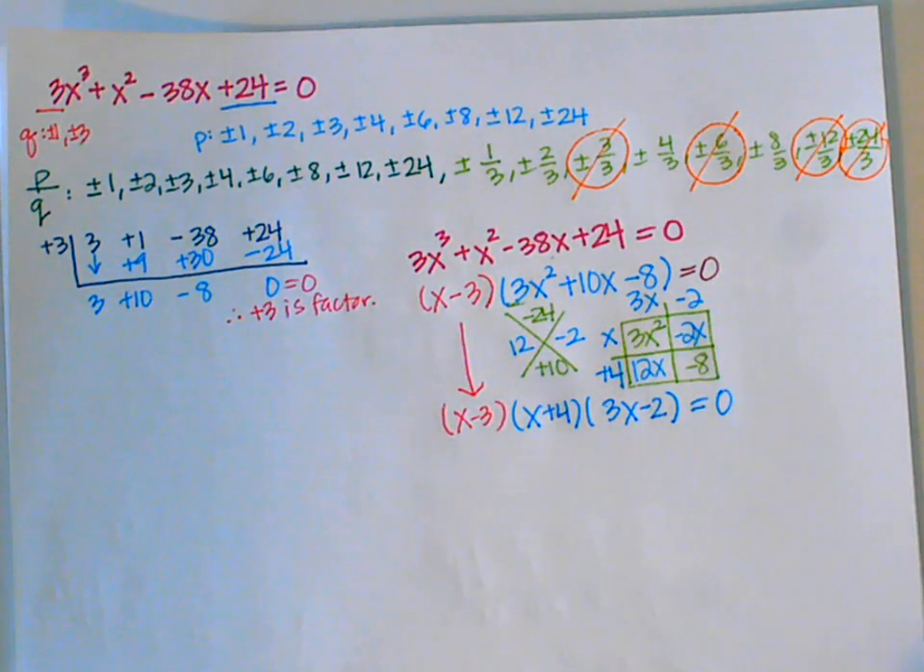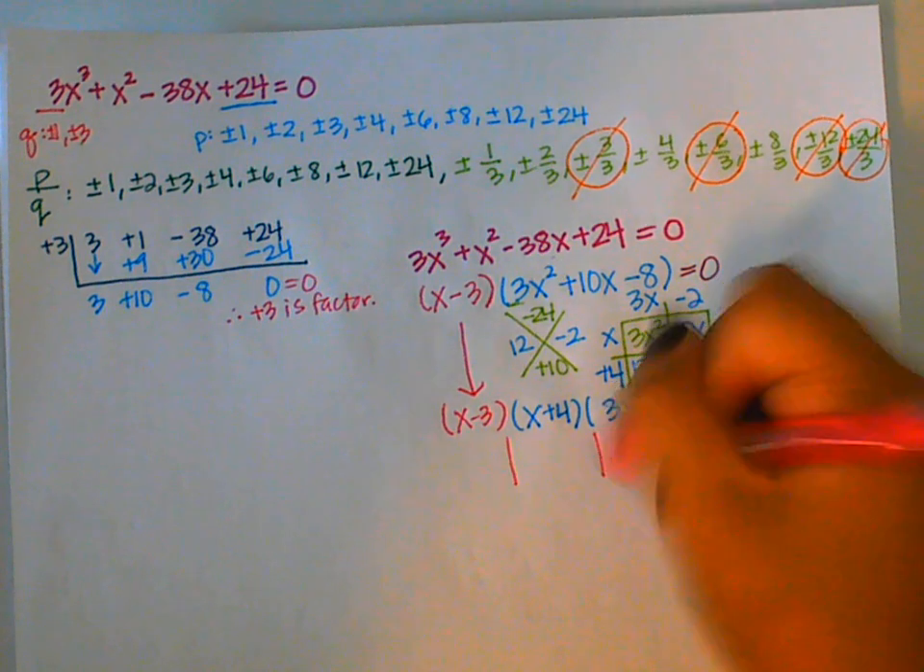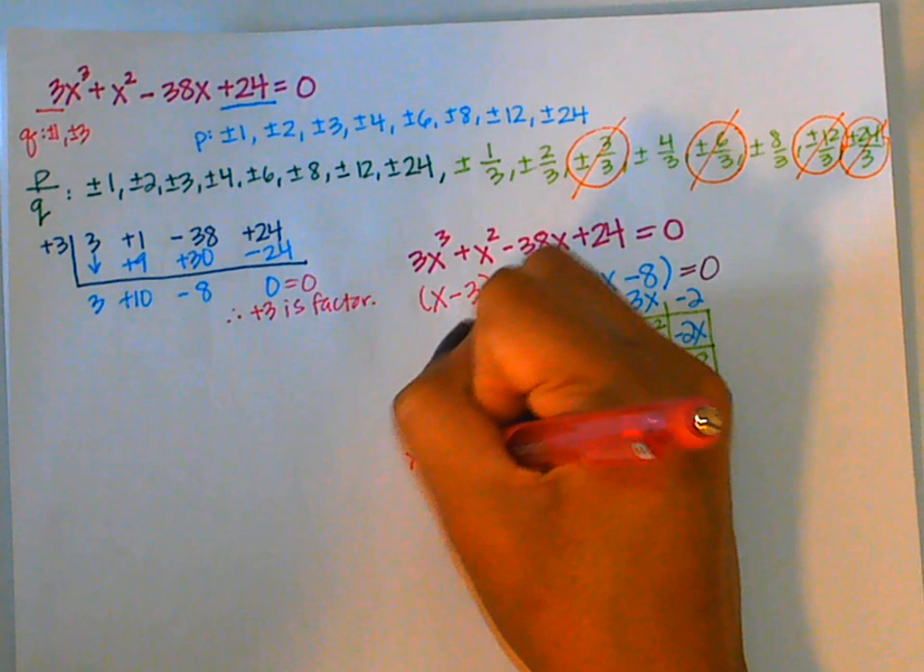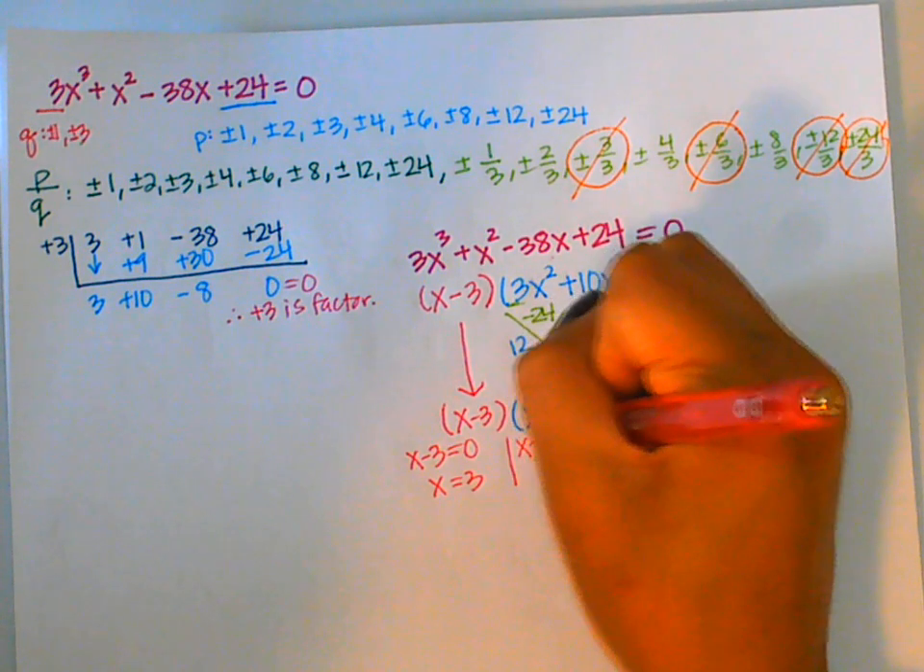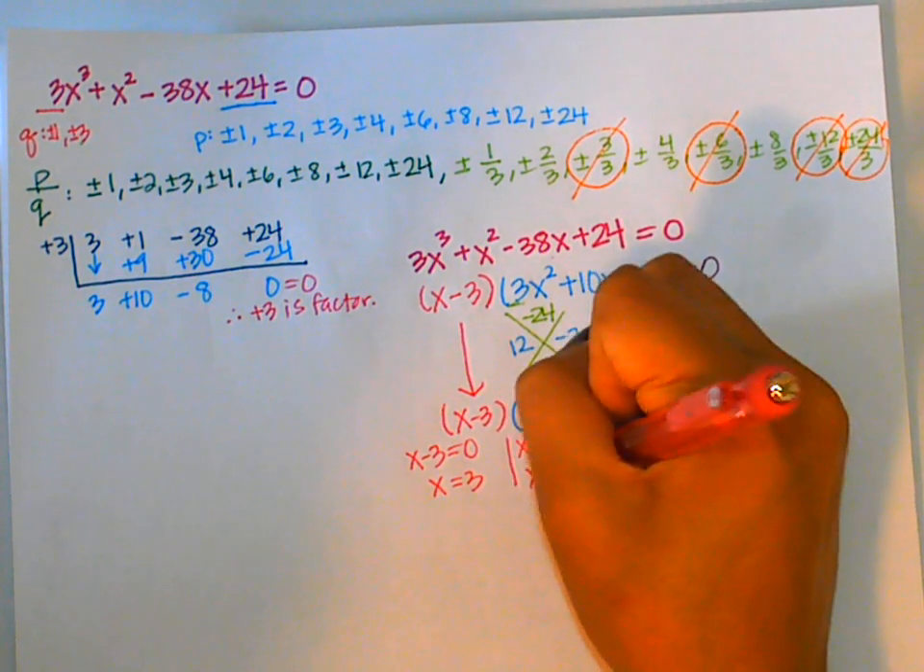Do my zero product property. So x minus 3 is equal to 0, x is equal to 3. X plus 4 is equal to 0, x is equal to negative 4.